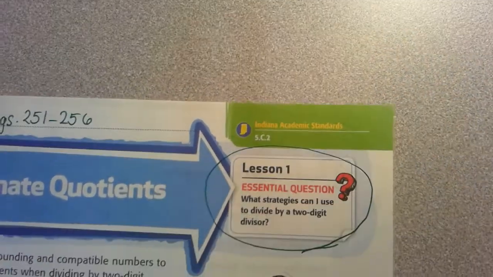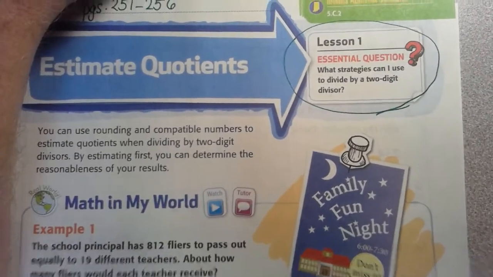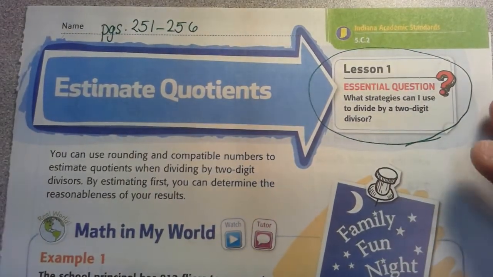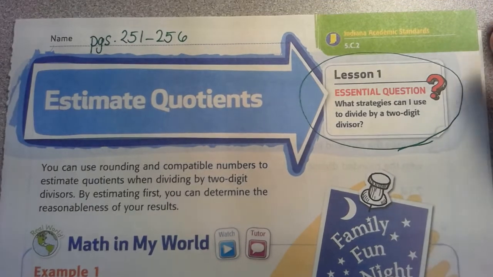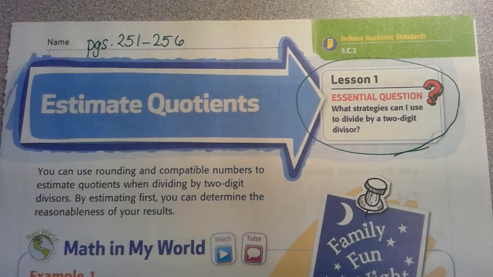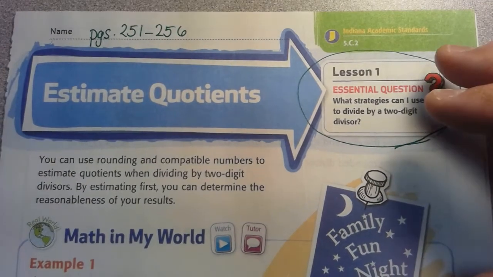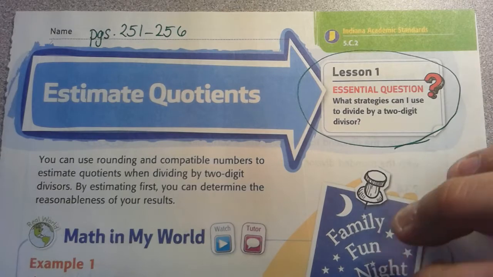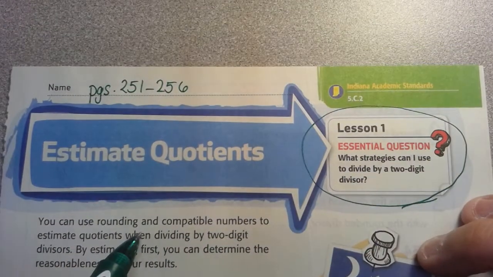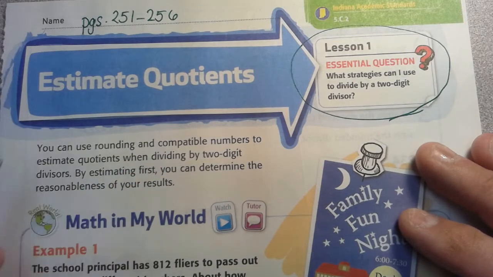So I'm going to give you some different strategies. The end game, what you need to be able to do, is divide using the standard equation, just a regular old way, like I learned when I was your age. That's what we're trying to get to eventually. But I'm going to give you different strategies. Today we're going to estimate. You can use rounding and compatible numbers to estimate quotients when dividing by two-digit divisors.